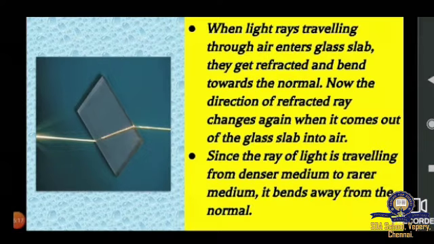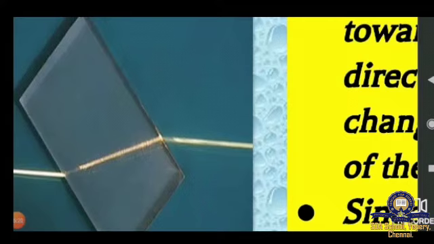So can you see in this picture, when the light is traveling from air medium to the glass medium, it is bending towards the normal, but when the light is coming out, it is bending away from the normal.